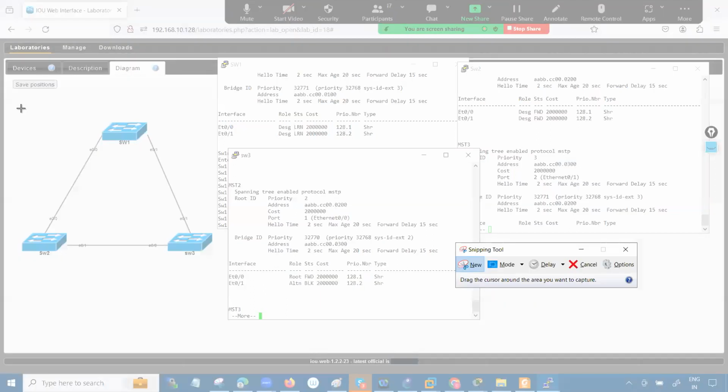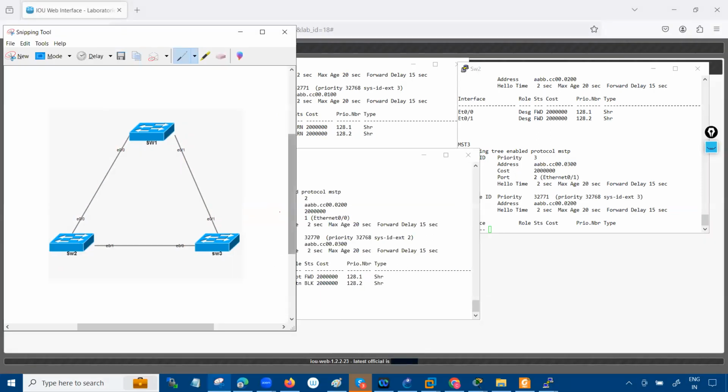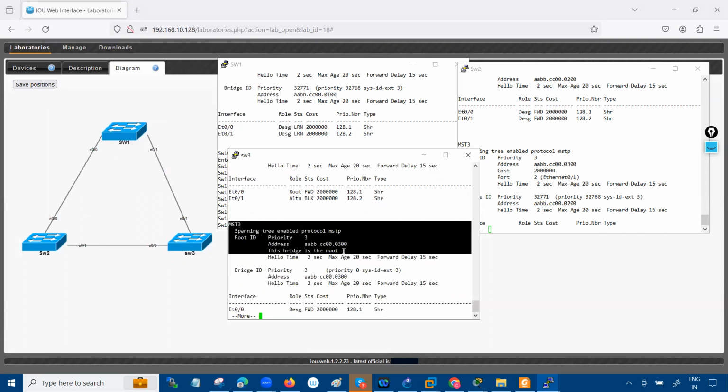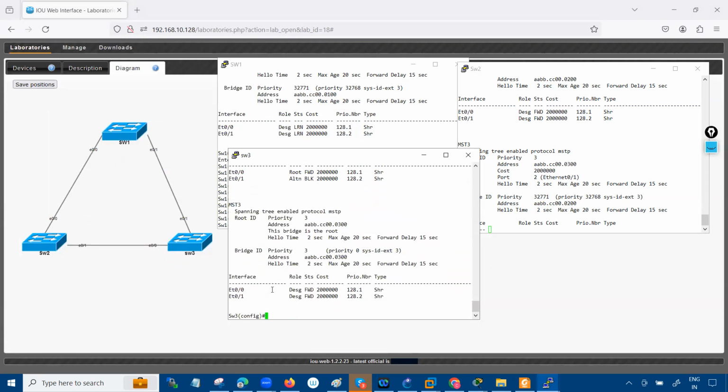So let me cover this part. I'll explain you over here. So for the MST number 1 and 0, this is the blocking port. For MST number 2, this is the blocking port. But for the MST number 3, right, 0/0 and 0/1, both are the DP and DP port. See? For the MST3, I'm the root bridge, and both my ports are the DP and DP.